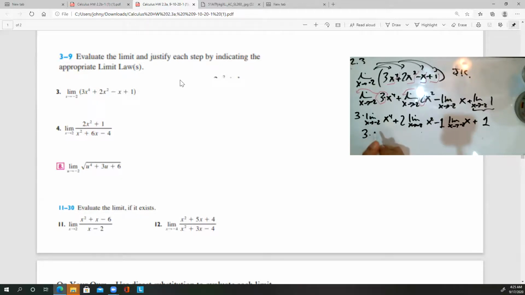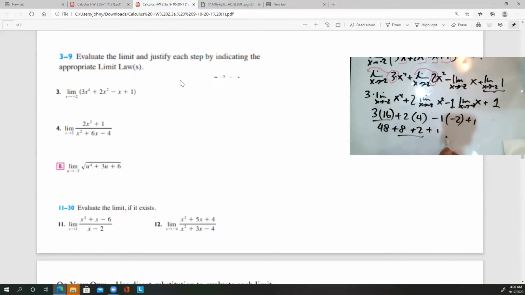So it's going to be 3 times 16, plus 2 times negative 2 squared, which is 4. Let's put parentheses on this. Minus 1 times negative 2 and then plus 1. 3 times 16 is 48 plus 8 plus 2 plus 1. I'm going to add these up first. That's going to be 10 right there. 58, 59. Whoop, there it is.